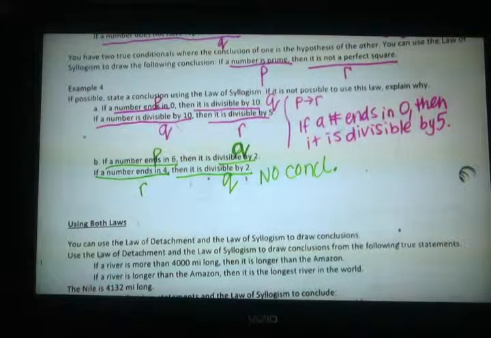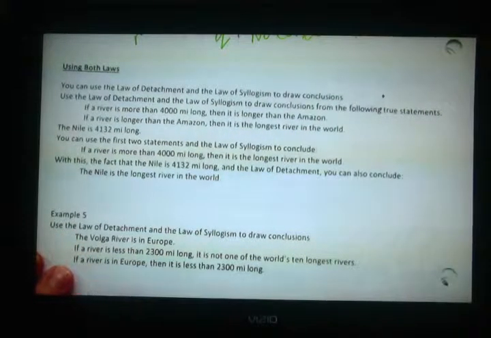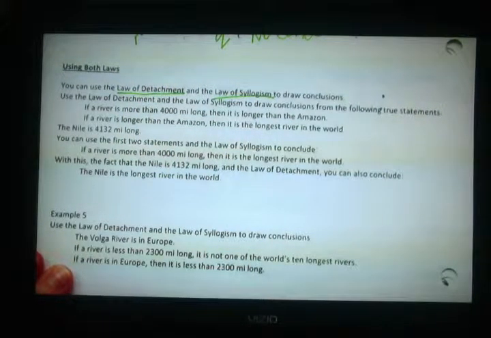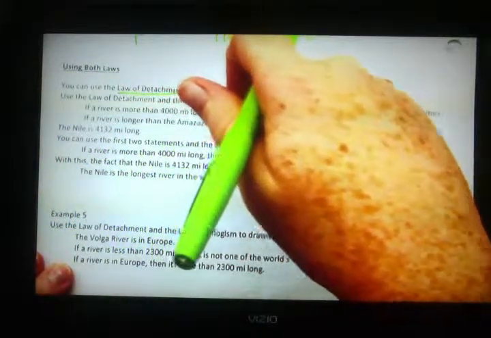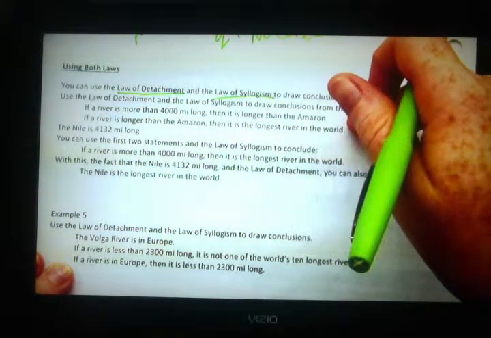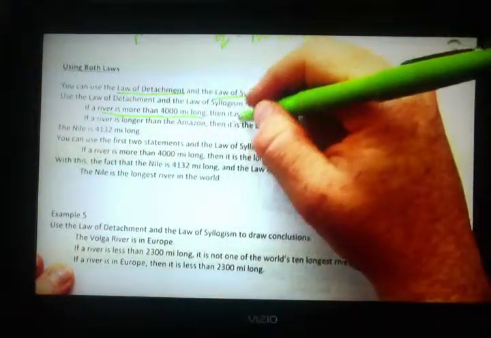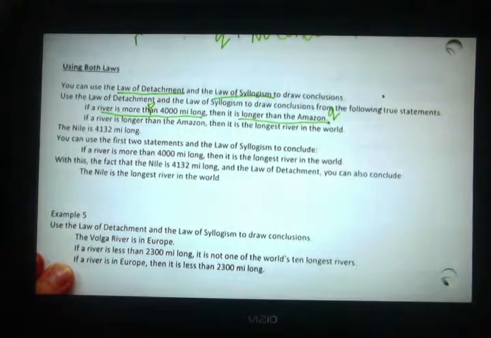Okay, so let's look at the bottom here, using both laws. We can use the law of detachment and the law of syllogism together to draw conclusions. Here's your first statement. If a river is more than 4,000 miles long, then it is longer than the Amazon. Okay? Cool. We have a P and a Q. The law of syllogism will give you a Q then R.